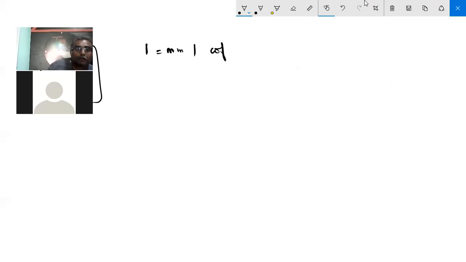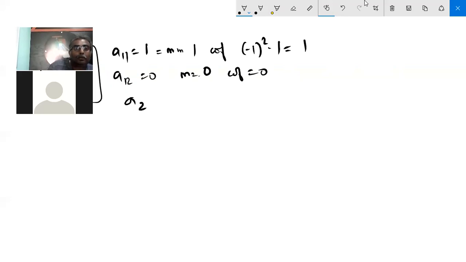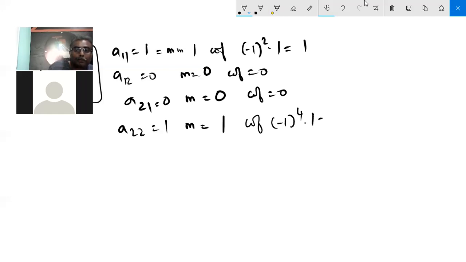Cofactor வந்து A of 1, 1. Minus 1 squared into 1 is equal to 1. அதே மாதிரி 1, 2 equal to 0. Minor is equal to also 0. Cofactor equal to 0. A of 2, 1 is equal to 0. Minor is equal to 0. Then cofactor also equal to 0. Then A of 2, 2 is equal to 1. Minor is equal to A of 2, 2 minor is equal to 1. Cofactor is equal to minus 1 to the power of 4 into 1 is equal to 1.